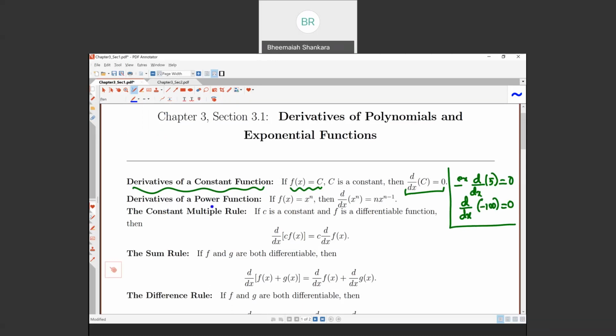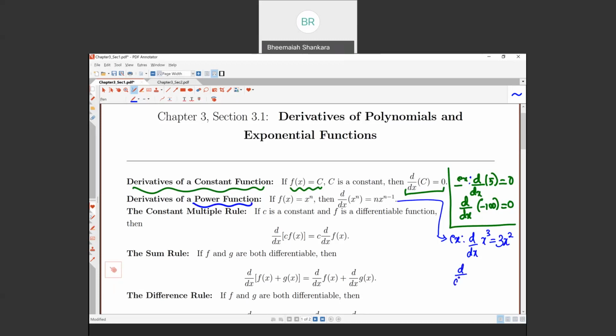Next, derivative of a power function. Suppose we have a power function x to the n. Derive a power function, we have n x to the n minus 1. Let me write an example. Deriving a power function, say x to the 3, your answer will be 3x to the 3 minus 1, which is 2. So whatever the exponent is goes to the front, and then you reduce the exponent by 1. So it's 3x squared.